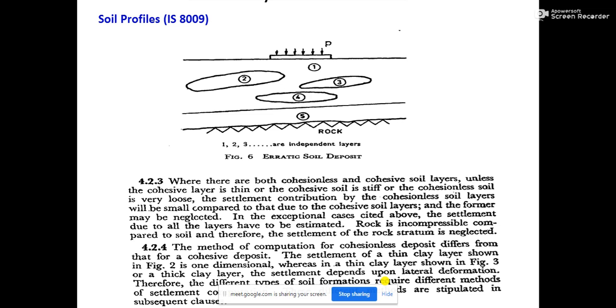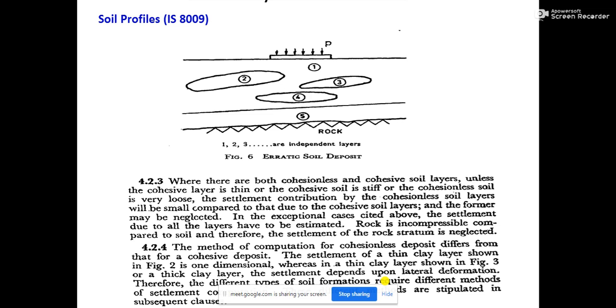If you see, the method of computation. So the method of computation for cohesionless deposit. A cohesionless deposit is basically going through immediate settlement. It does not go through consolidation settlement, or primary consolidation settlement, or secondary consolidation settlement.